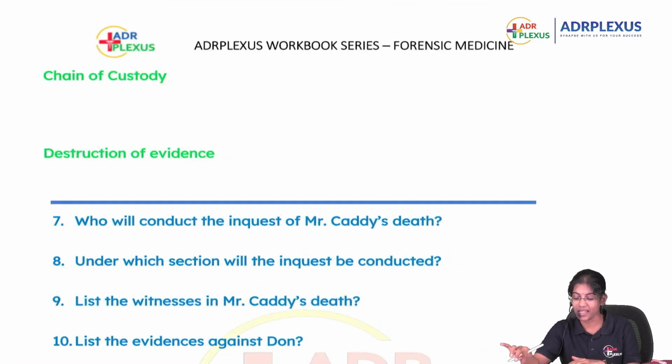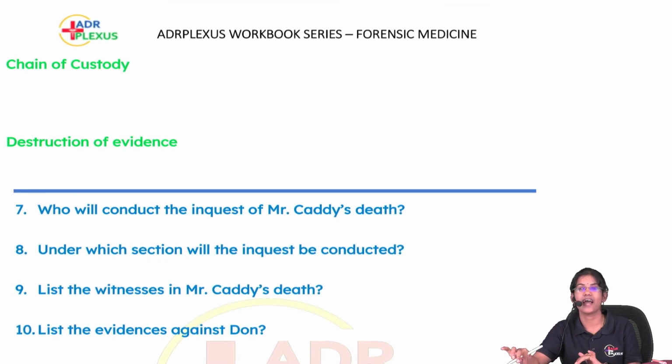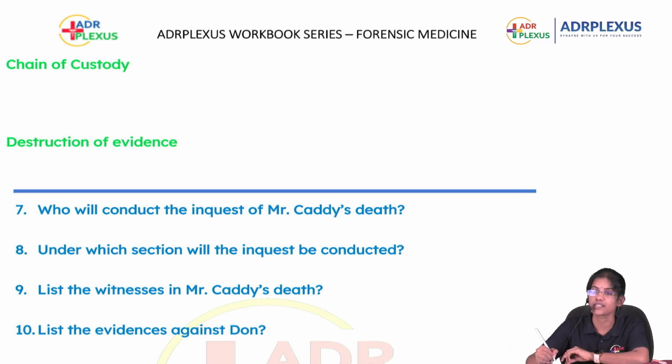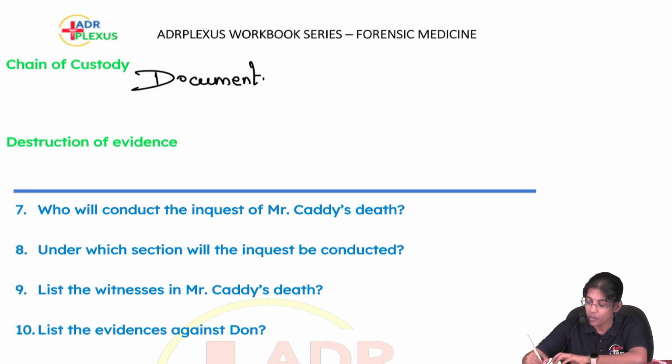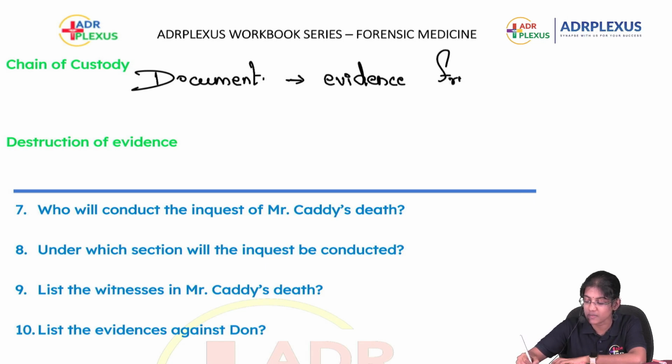Okay, let's look into the chain of custody and destruction of evidences. Chain of custody means, first remember, it's a document. It's a document which tells what happens to the evidence from collection to being produced in court.